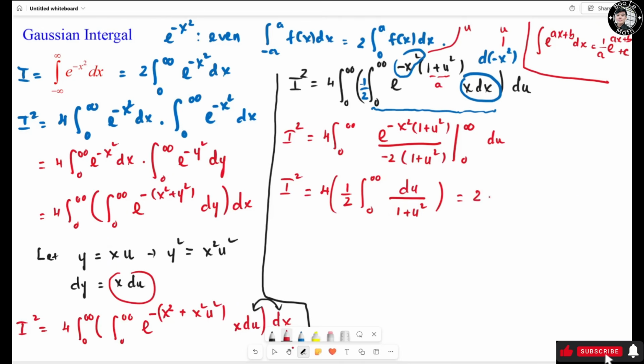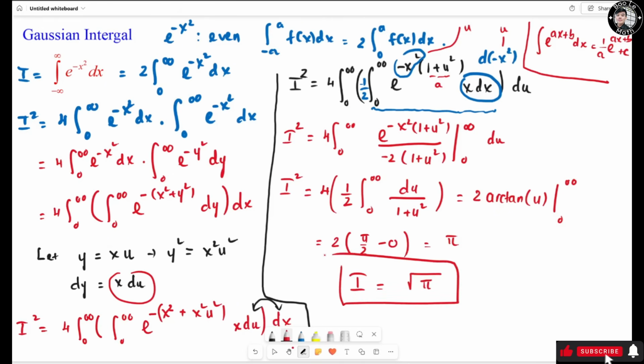Antiderivative of this one is going to be arctangent of u, right? Evaluated from 0 to infinity, right? Substitute infinity for u is going to be pi over 2, right? Substitute 0 for u is going to be 0, right? So it's going to be pi, right? So I equals square root of pi, right? This one is the final answer, right?